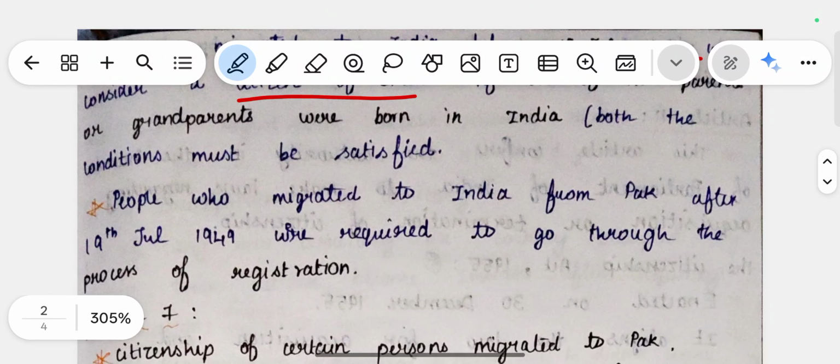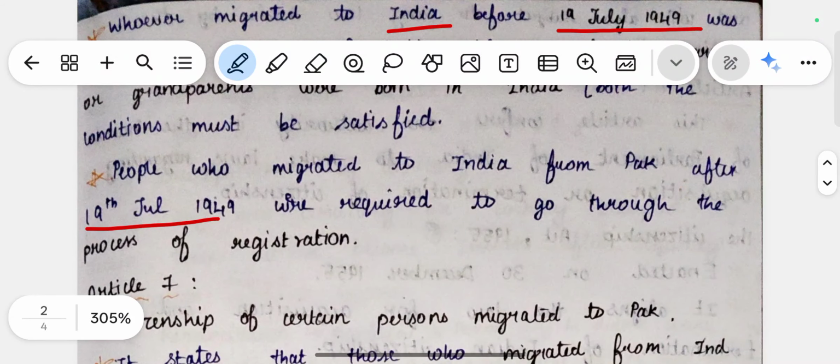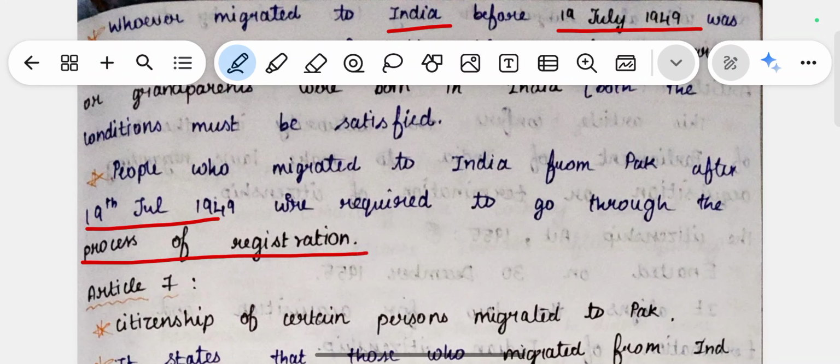The next one is the people who migrated into India from Pakistan after 19 July. If they came before 19 July 1949, or if their parents got Indian citizenship, they will also get Indian citizenship. But if they came after 19 July, they have to go through the process of registration to get Indian citizenship.